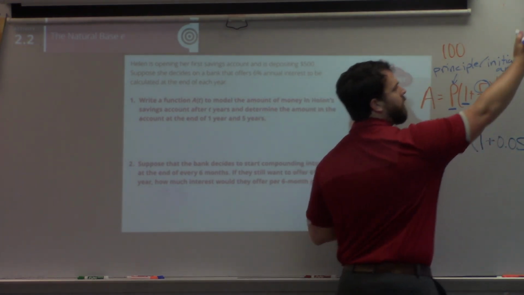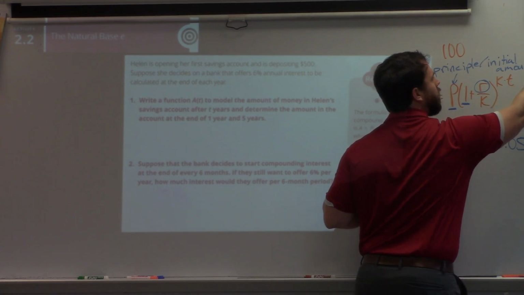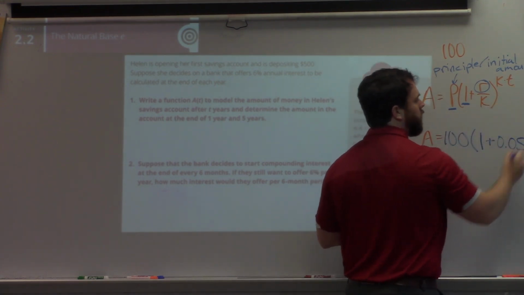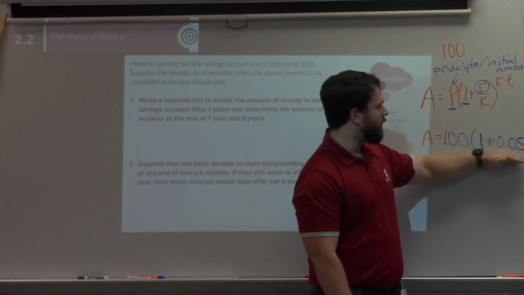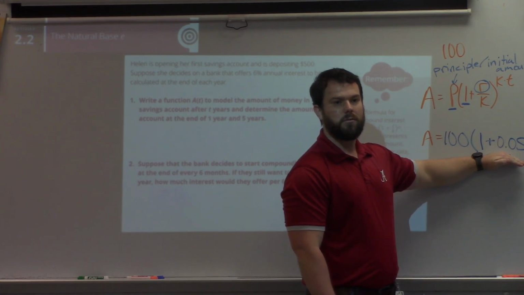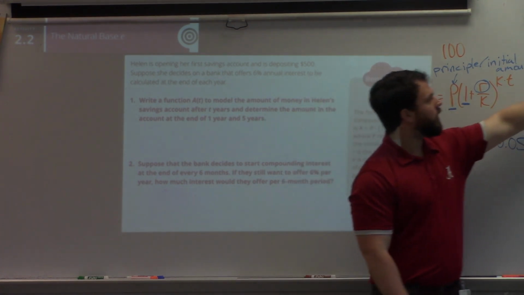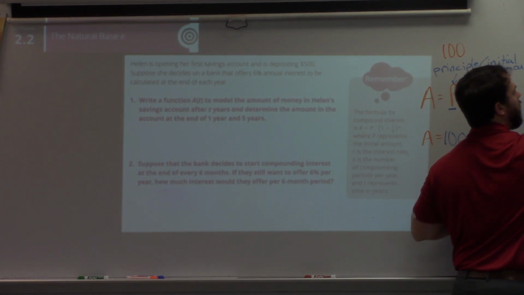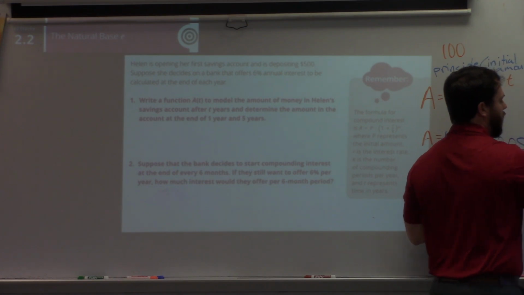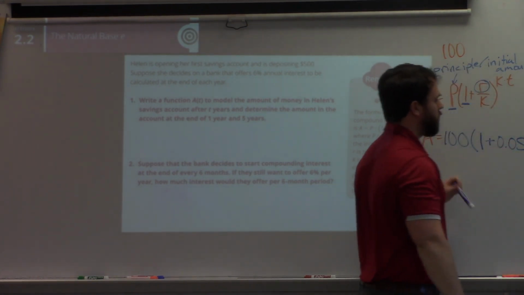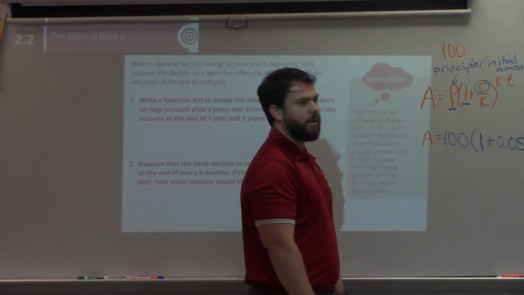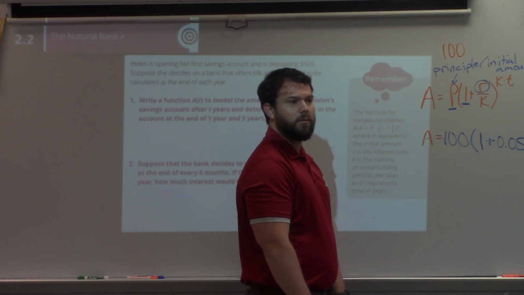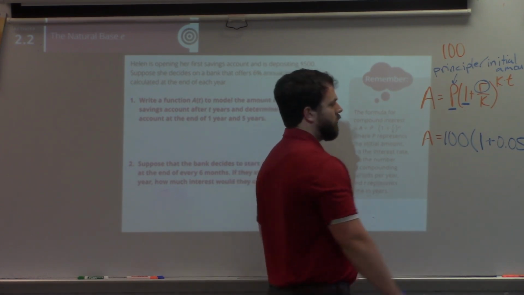Raised to, what's my variable here? T. So notice, if I substitute 2 in, how many times have I gotten that 105%? Twice. See how we would have multiplied by 1.05 twice? If I want after 100 years, what would I do to figure out my amount of money after 100 years? Put in 100 for T.